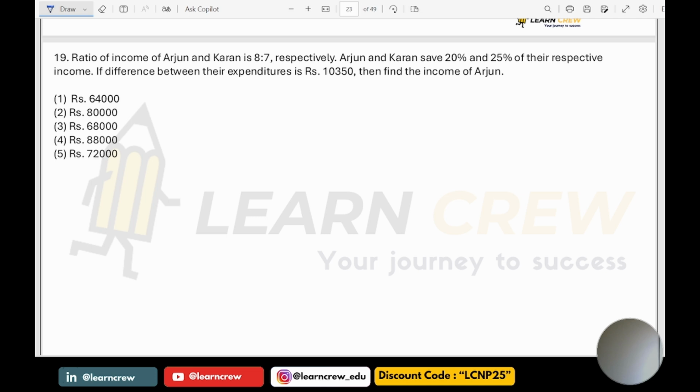So what is given here? Their incomes are 8x, 7x, and it is given that Arjun and Karan save. So income minus saving, that is 20% of 8x, and 25% of 7x. This ratio is how much, this value is how much?